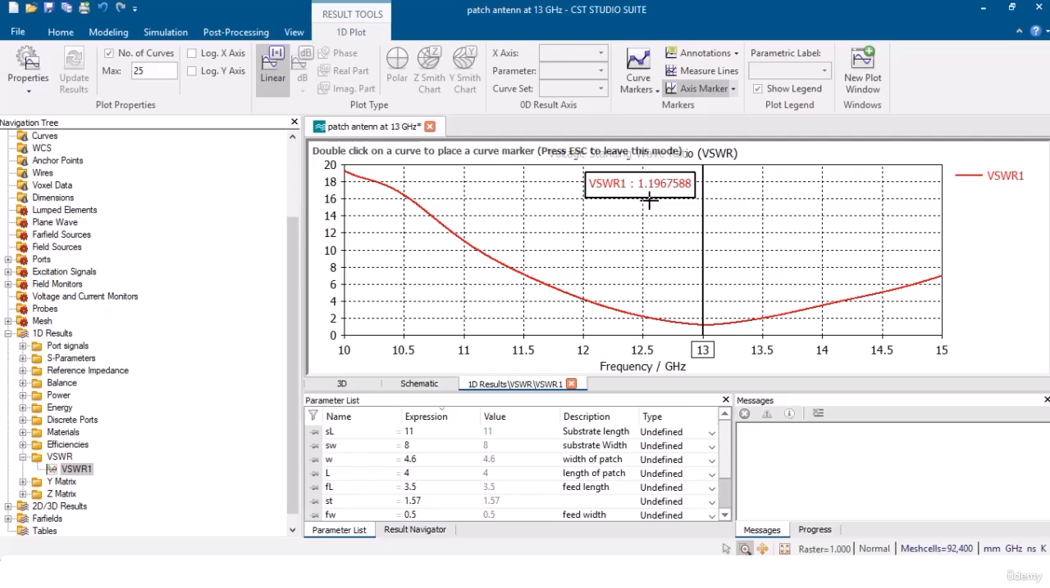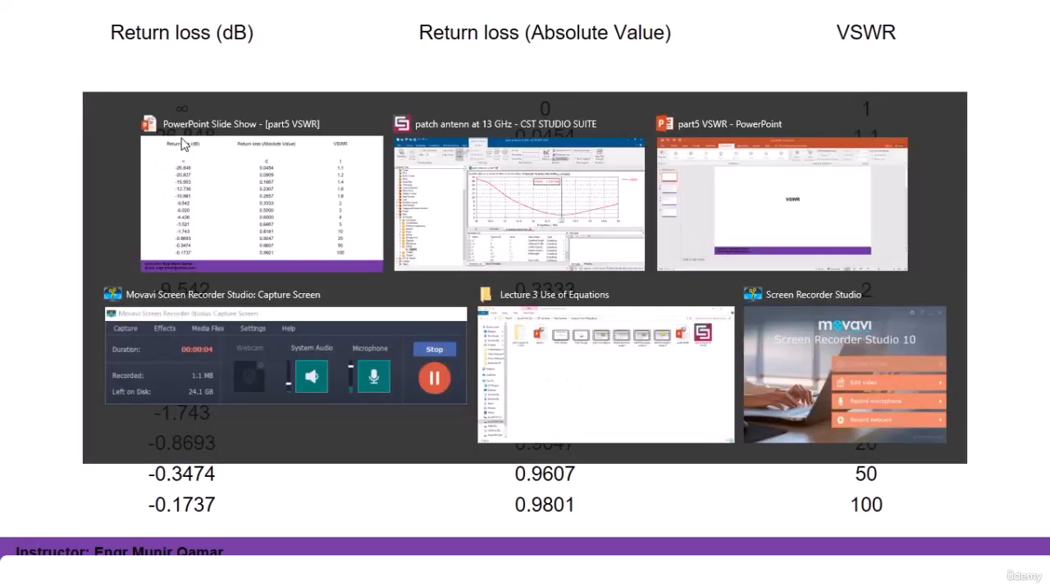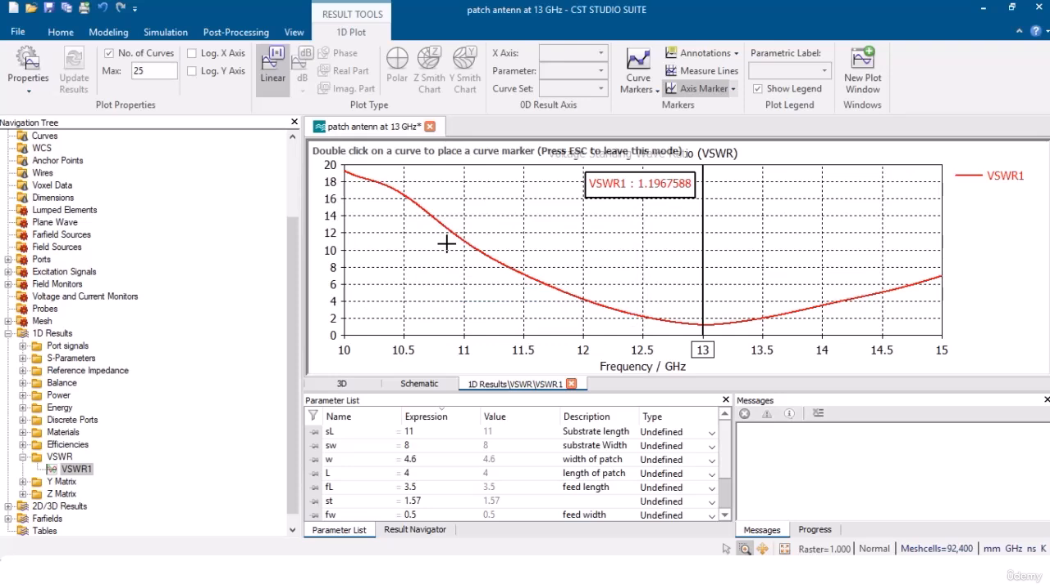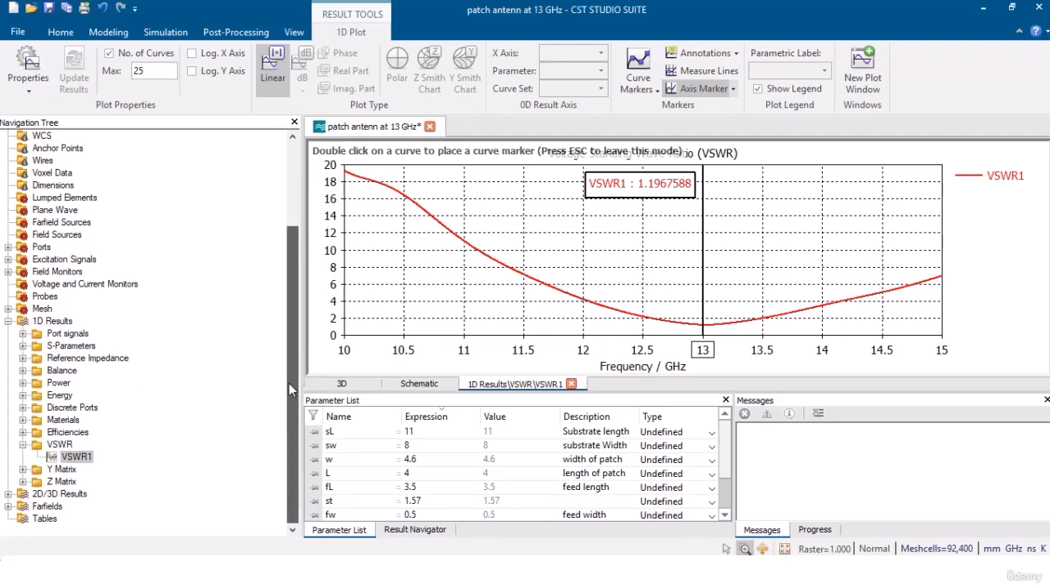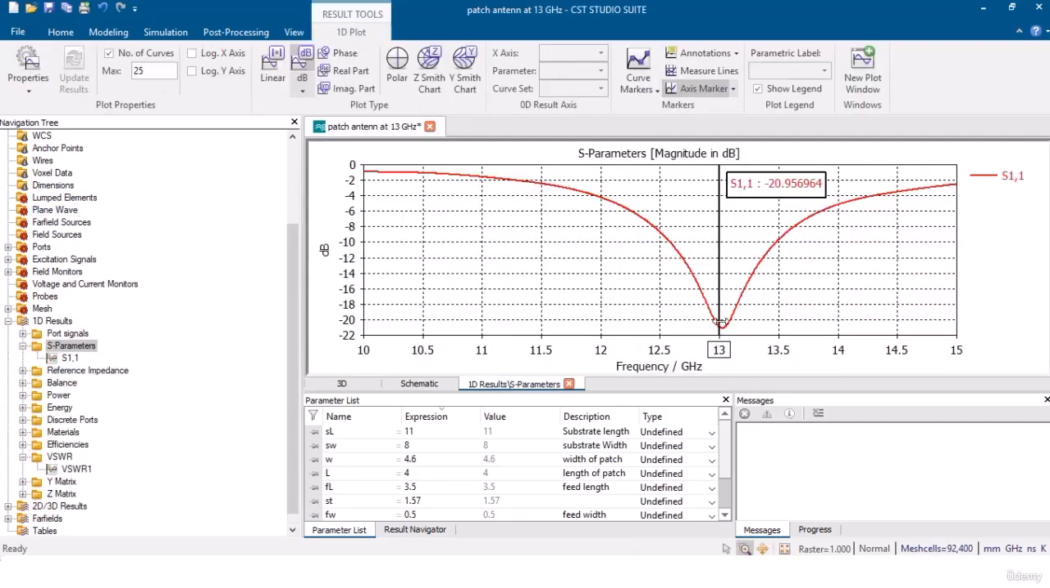If I go to the table, you can see that at 1.1 we have a return loss of minus 26.848, which is the best one. So this is a very efficient antenna. If I want to plot both the reflection coefficient and VSWR on a single plot, I will go to the S11, and you can see that both of them are visible on a single plot. The reflection coefficient value at 13 gigahertz is slightly below minus 20.